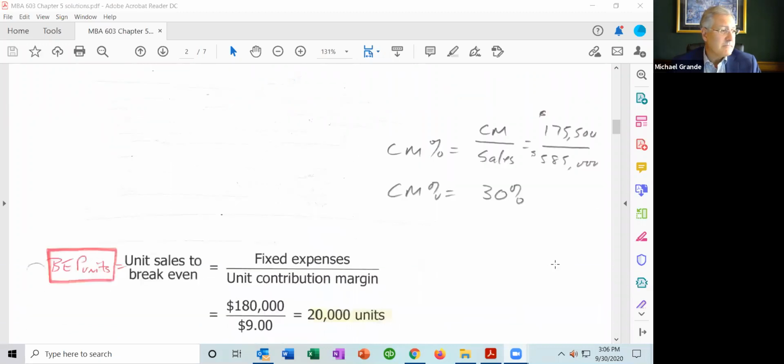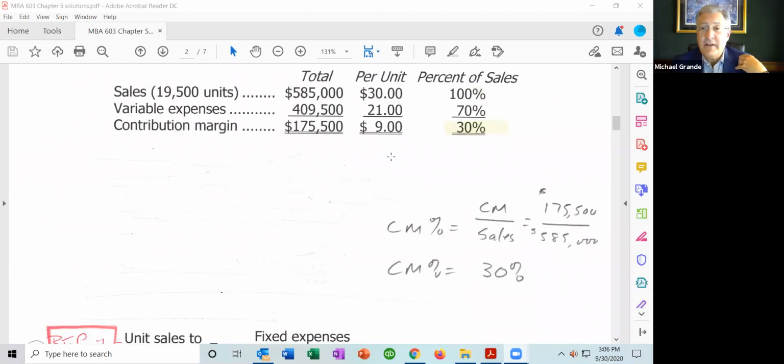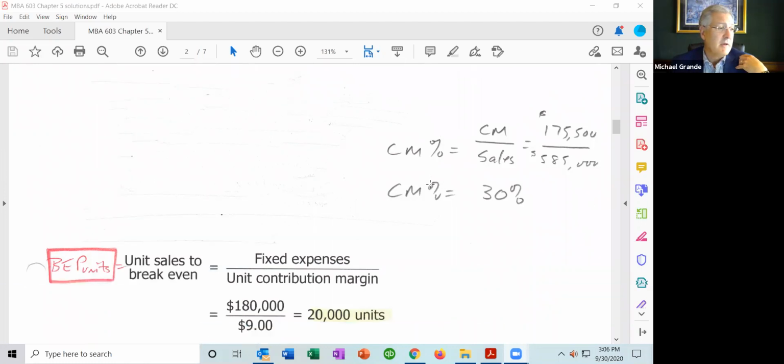Second part is asking you to calculate break-even point in units. BEP units equals fixed expenses divided by the contribution margin per unit. Fixed expenses they gave you in the problem is $180,000. Contribution margin per unit is $9. Break-even point in units, 20,000 units.